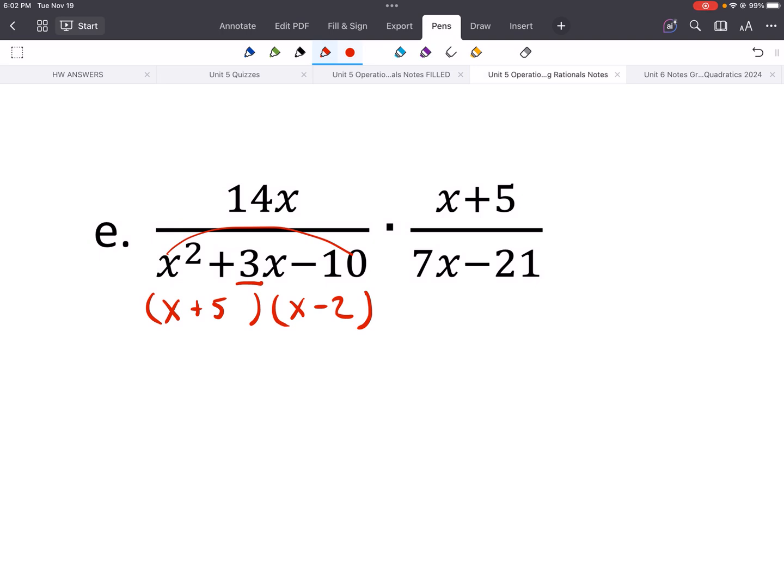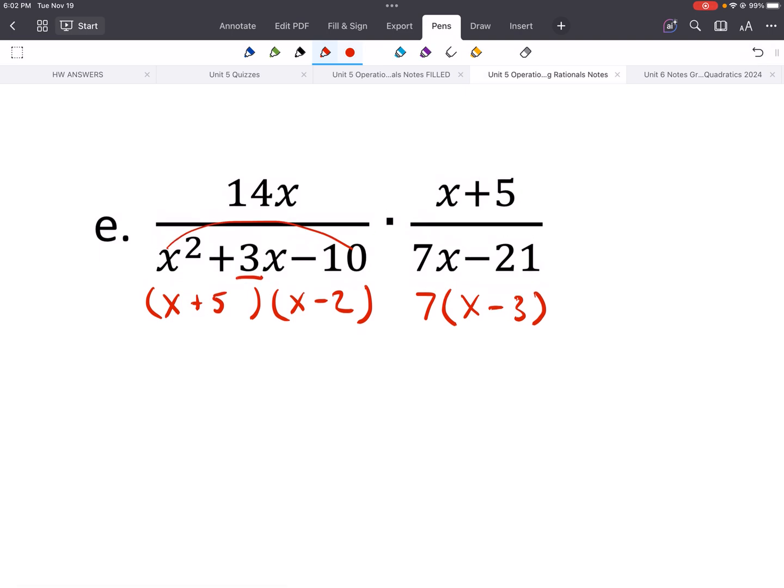All right, we can factor on the bottom right. Looks like the GCF is 7, so we would get x minus 3. Again, we could distribute and check to make sure that it multiplies to what you started with. Okay, so now we want to see if we can cancel. So we have an x plus 5 and an x plus 5. And there's one more thing that we can reduce, is this fraction. We've got a 14 and a 7. So that can be reduced to 2 over 1.